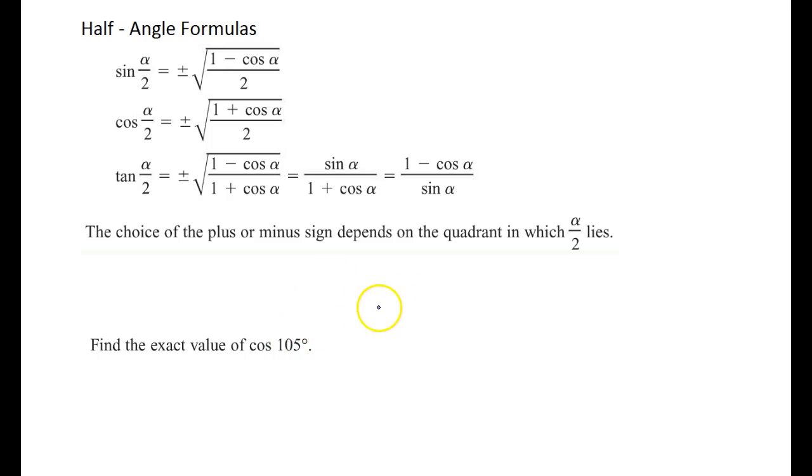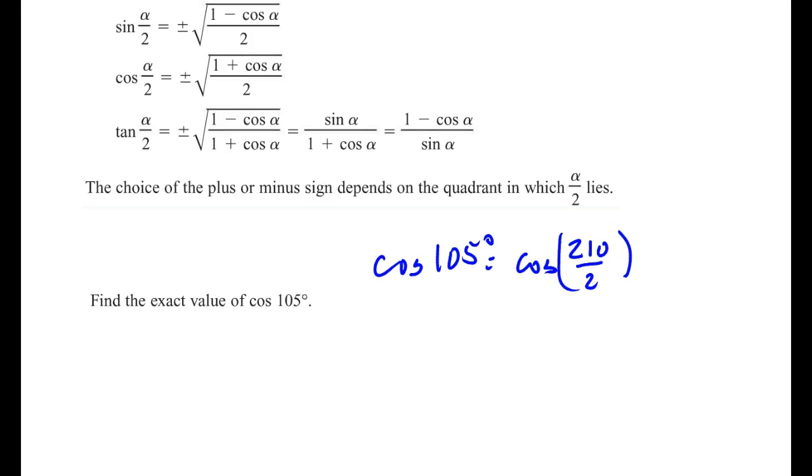Well, cosine of 105 degrees is the cosine of half of 210. How does that help? Well, 210 is a point on the unit circle that hopefully you know the cosine of. Okay, so we're going to plug it into this formula right here. And 105 is in the second quadrant, so we're going to get the negative answer, okay?